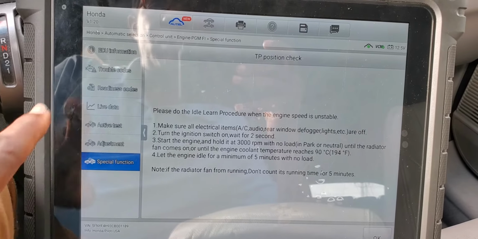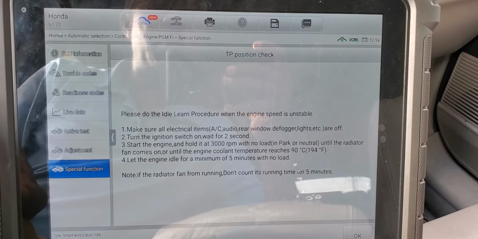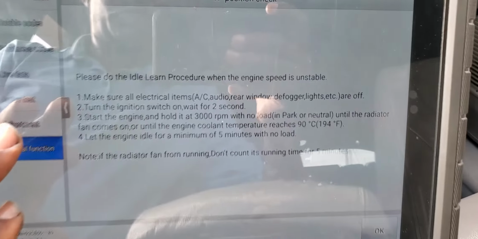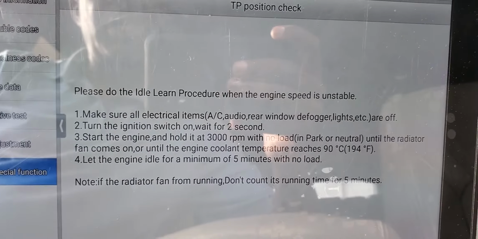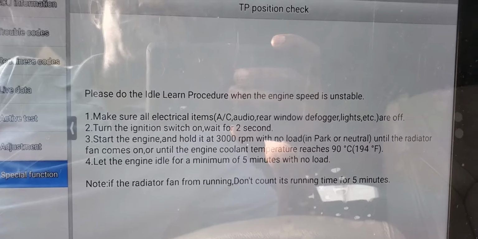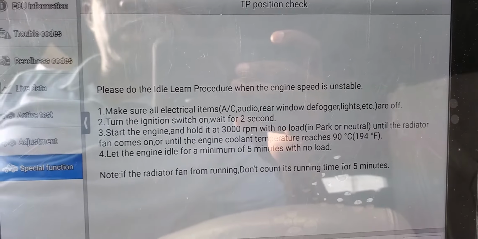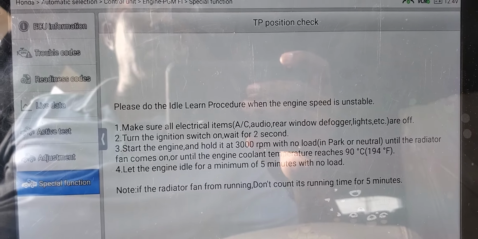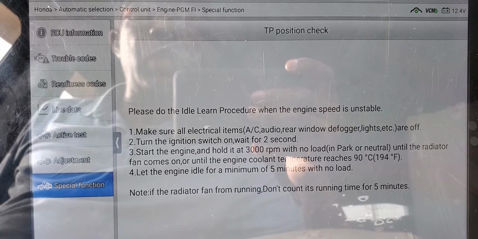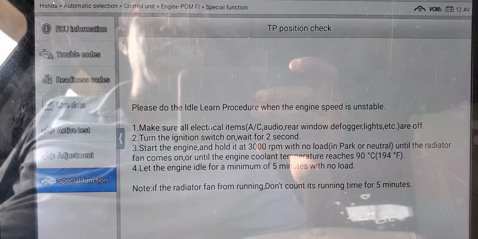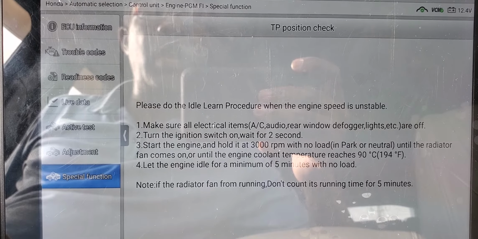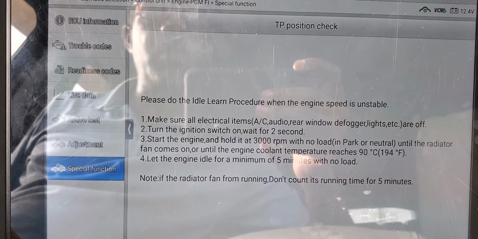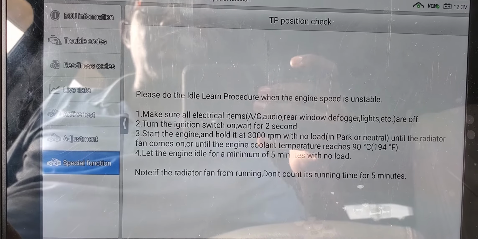Clean the throttle body. Please do the idle run procedure when the engine speed is unsuitable. Make sure all the electrical loads, AC, radio, rear window defroster, etc., are off. That means accessories have to be off. Start the engine and hold it at 3000 RPM with no load in park or neutral until the radiator fan comes on or until engine coolant temperature reaches 90 degrees, 194 Fahrenheit. Let the engine idle for minimum 5 minutes with no loads.